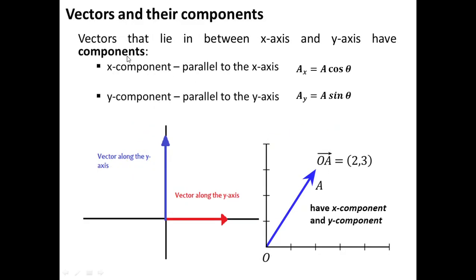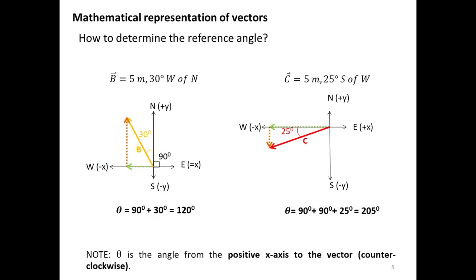Okay, so now that you know what the reference angle is and how we write vectors in terms of the graphical method and mathematical representation, let's go to vectors and their components. As you can notice here, we have our vector that is located between the north and the west, or between the positive y-axis and negative x-axis. And you can notice here that we have component arrows, right? So this is our vector.